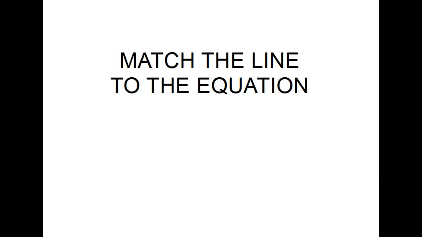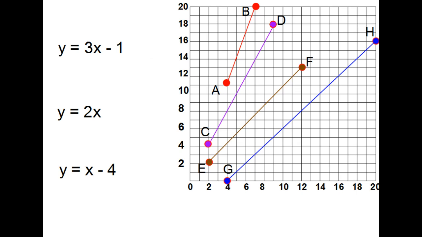I'm matching the line to an equation. So what I have are 4 line segments over here: line segment AB, line segment CD, line segment EF, and line segment GH. And what I want to do is figure out which of those endpoints, like point A and point B, will fit in an XY chart for each of these lines.